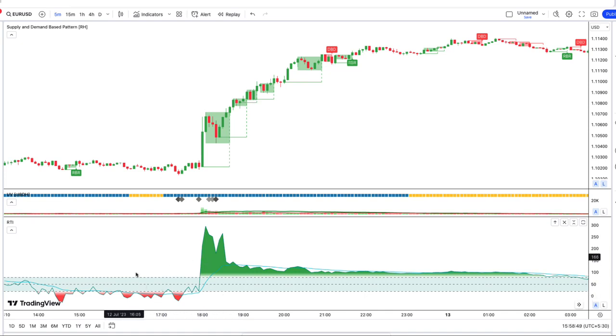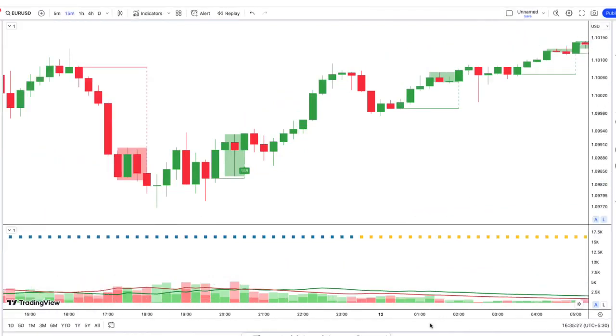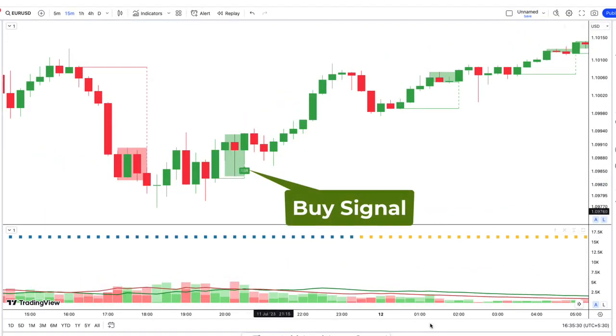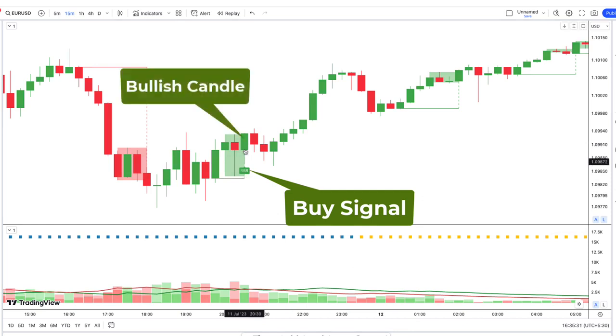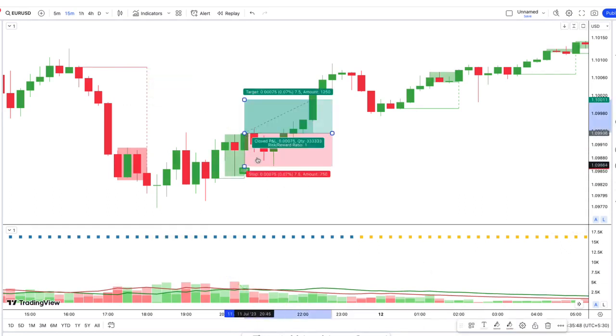Now, let's bring it all together. The strategy is simple yet powerful. Whenever the supply and demand-based pattern indicator gives a buy signal followed by a bullish green candle, check if the ultimate volume supply and demand indicator shows a bullish volume candle. If these conditions are met, open a long position.